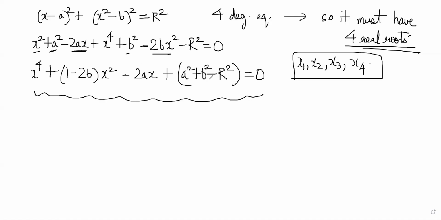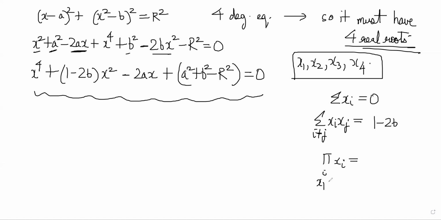This is my degree 4 equation. By Vieta's relations, the sum of all the xi should be 0 because the cubic term is missing. The sum of all the xi xj, where i is not equal to j, should be equal to 1 minus 2b. And the product of all the xi's taken 4 at a time, x1 x2 x3 x4, is equal to a square plus b square minus r square.